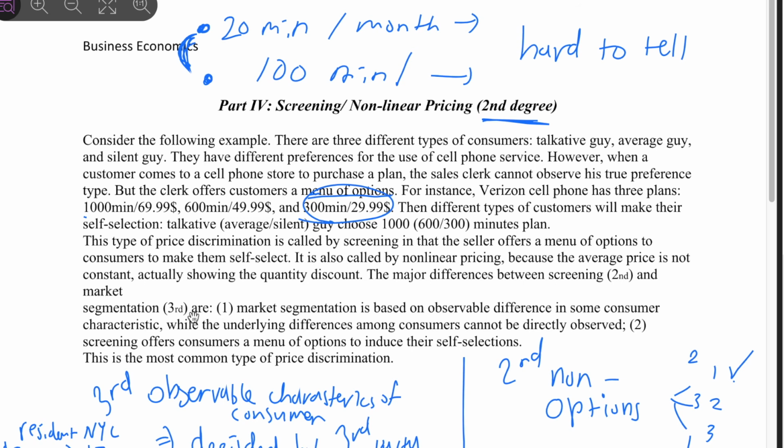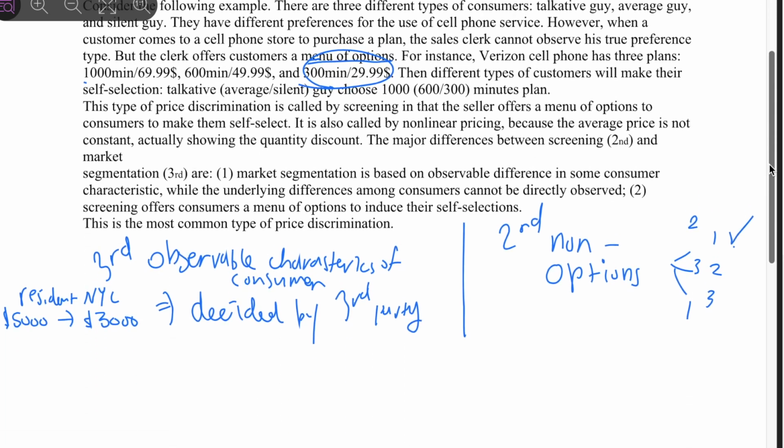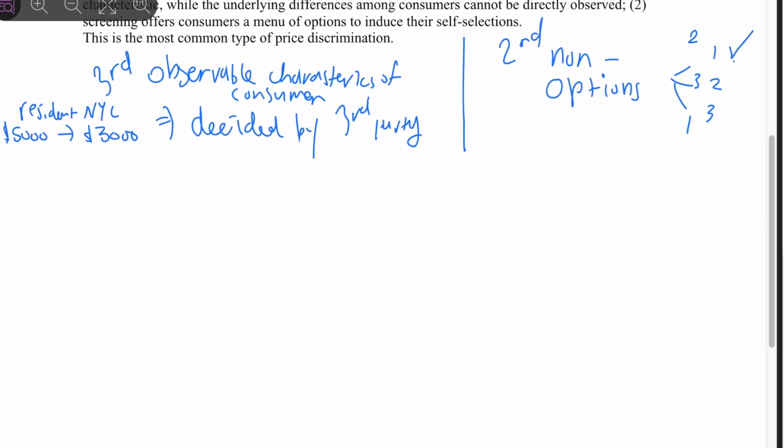So third degree is market segmentation based on the observable difference in some consumer characteristic, while the underlying difference among the consumers cannot be directly observed. Screening offers consumers a menu of options to induce their self-selection. This is the most common type of price discrimination. So the most common price discrimination, the self-selection, we can look at more examples, right?